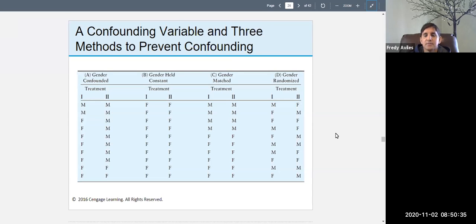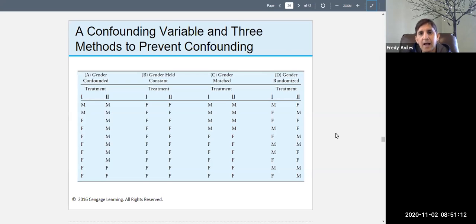You can fix that by holding gender constant. Look at B, gender held constant. Treatment 1, treatment 2. You held gender constant. Now you only have females in your experiment. Nothing but females in treatment 1, nothing but females in treatment 2. That's what we mean by holding constant. You make it the same for both groups. It's all females. Or you could have run the experiment with all males. That way, sex doesn't vary. Or gender, as they're calling it here. Gender is actually something else, but this is really sex, but that's what they labeled it as.